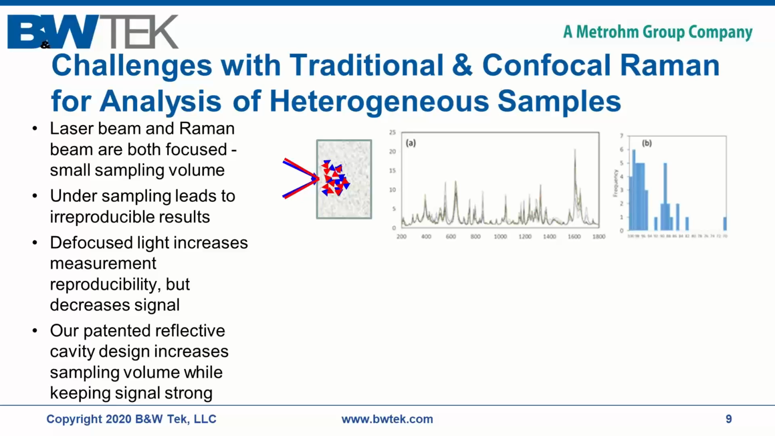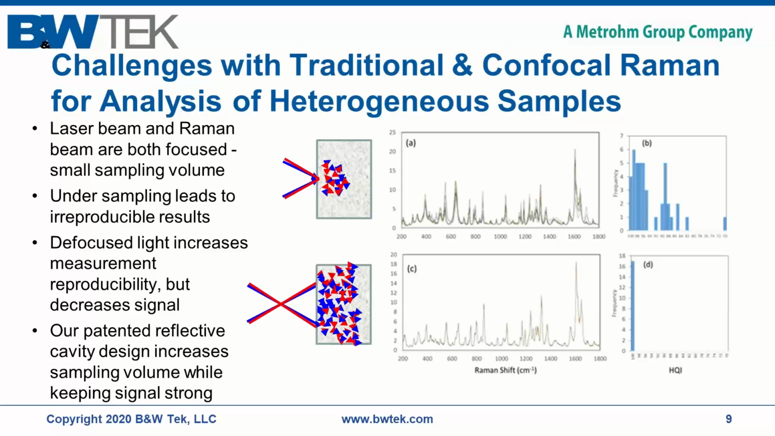We can overcome this, and we have done this with a design in our instrumentation by defocusing our light to get a larger sampling area. And when we do this, measuring this same over-the-counter medication, we see that with over 30 spectra measured, they are perfectly overlaid with each other. So what we have is a patented reflective cavity, which increases the sample size and the sampling volume while keeping our signal strength.